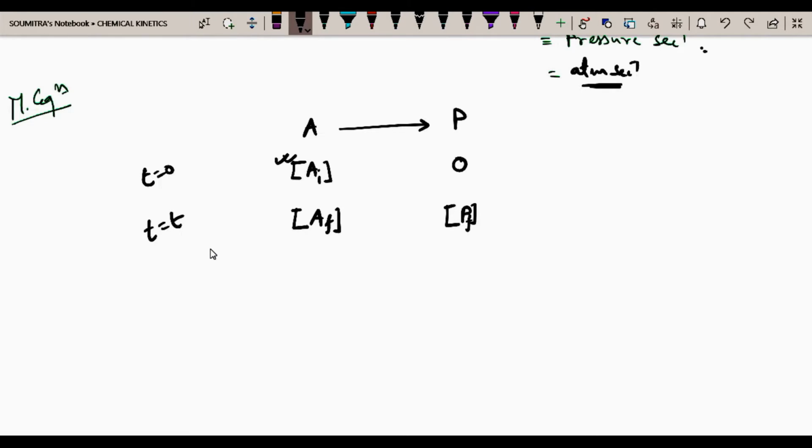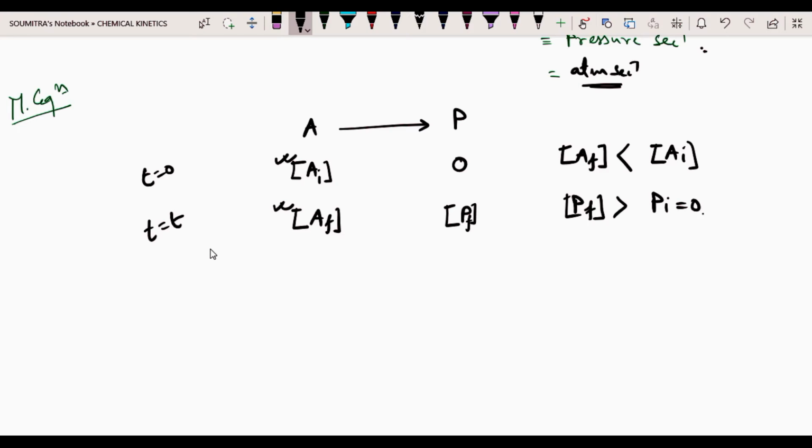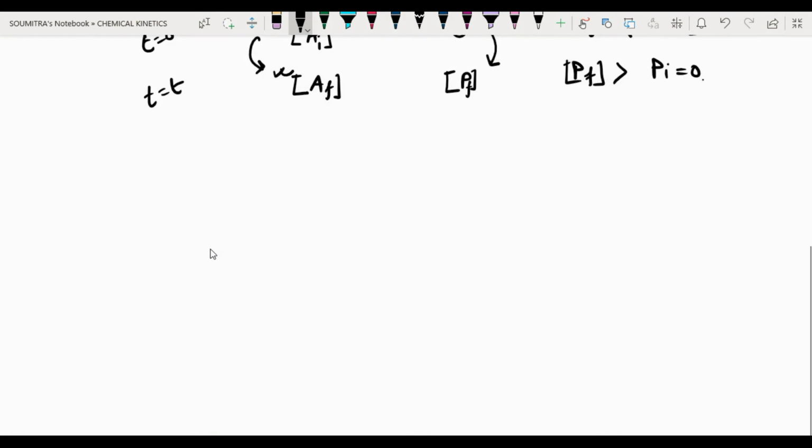Now remember, as we started the reaction with A initial and after some time it goes to A final, that means the concentration of A final is less than A initial. And in case of product, P final is greater than P initial, where P initial is 0. That means with respect to time the concentration of reactant decreases, and with respect to time the concentration of product increases.